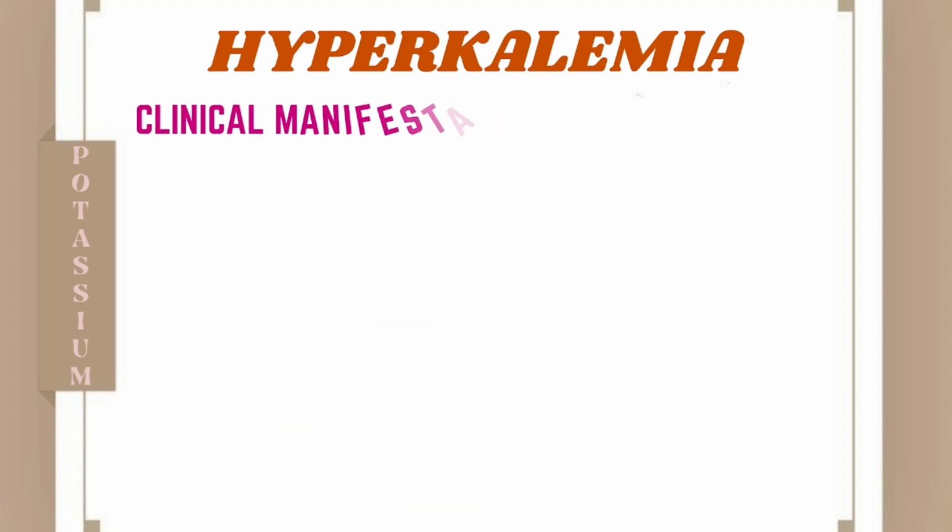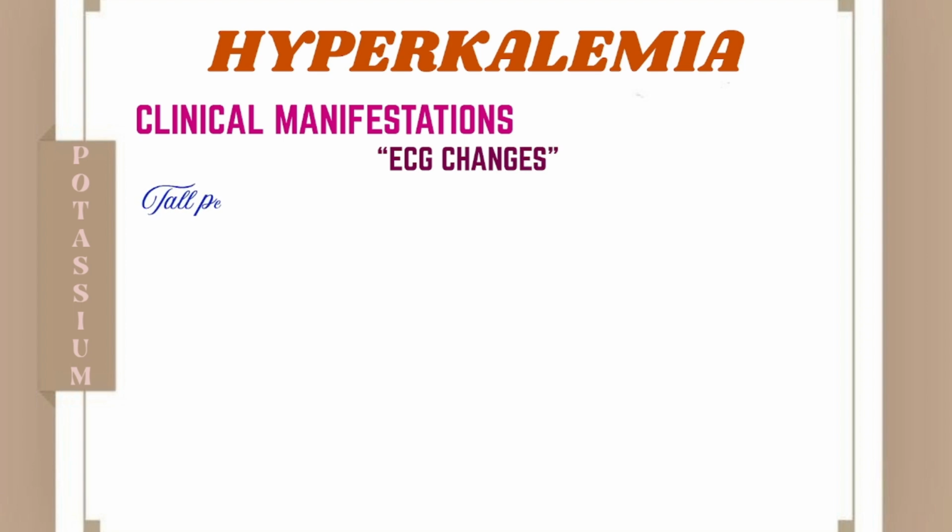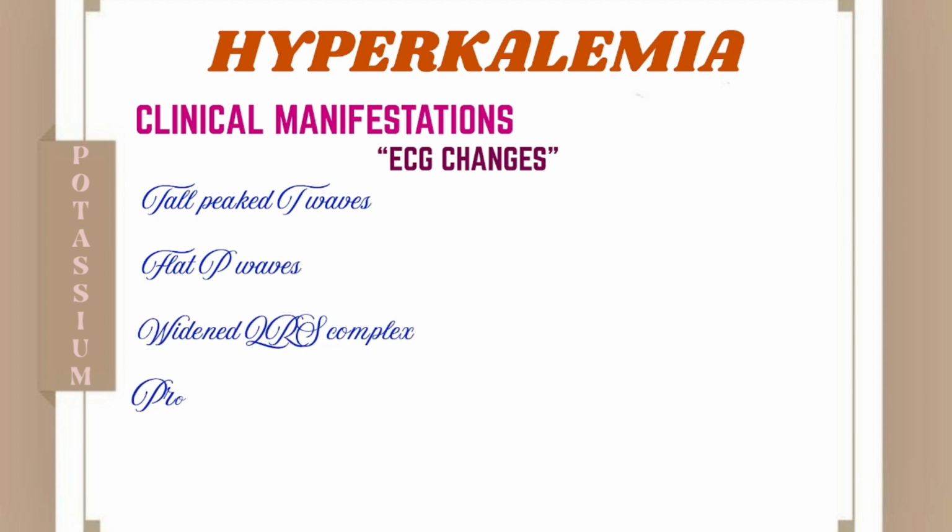Let's discuss the ECG changes that occur in hyperkalemia. Tall peaked T waves, flat P waves, widened QRS complex, and prolonged PR interval. These are the four ECG changes that occur in hyperkalemia: tall peaked T waves, flat P waves, widened QRS complex, and prolonged PR interval.